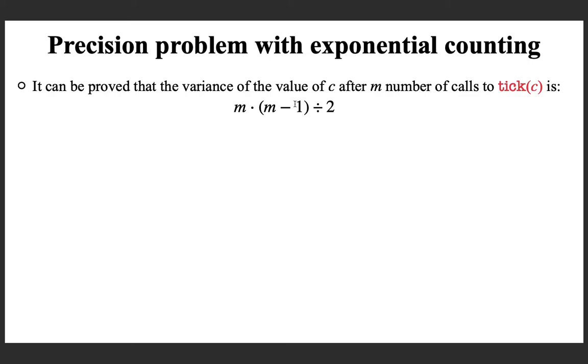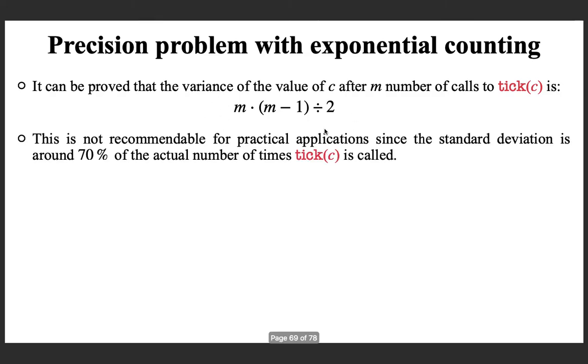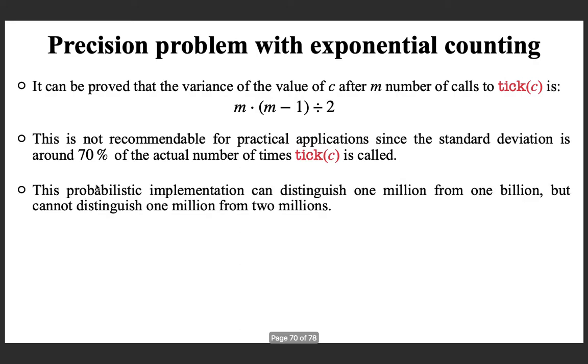Again, from the basis of probability I am using variance. Variance is this, and the standard deviation is 70% when compared to the actual value of the required counter. The standard deviation of this implementation, or what is returned by this implementation, is 70% different than what you get. So it is not recommendable for a practical application.